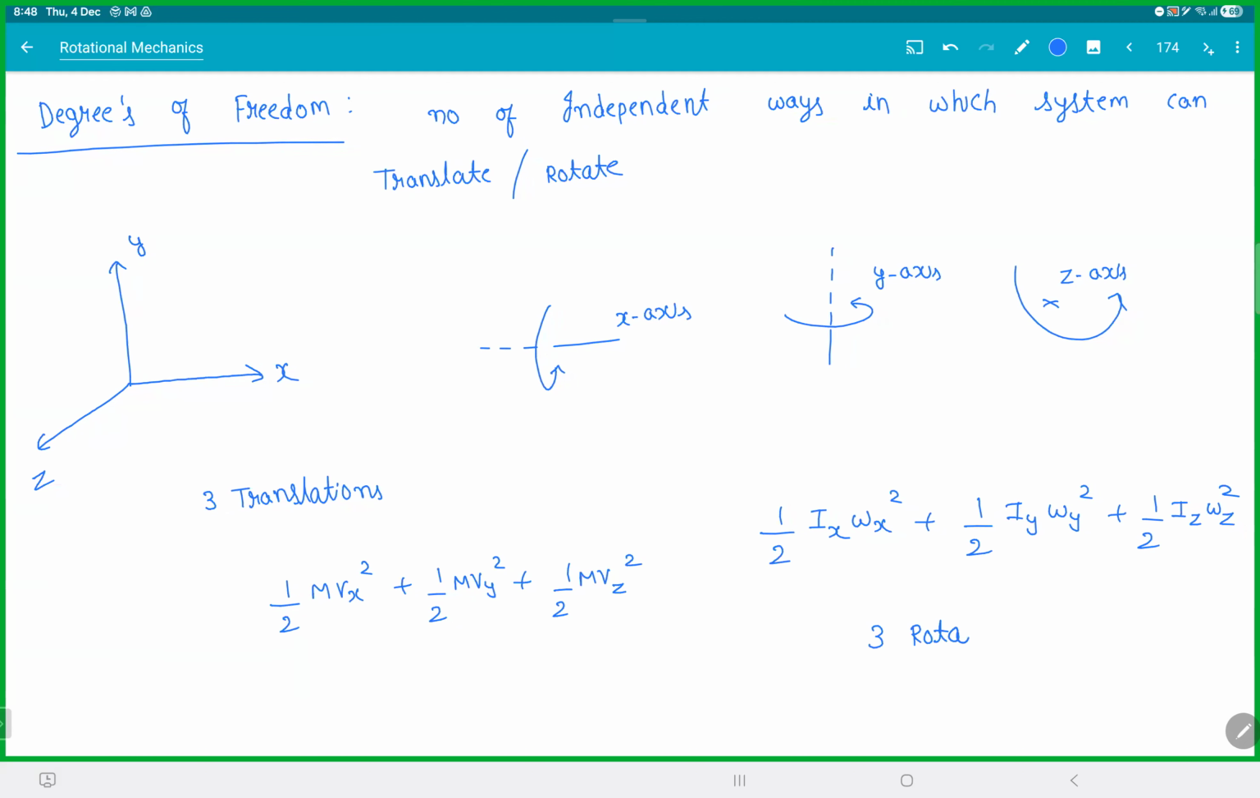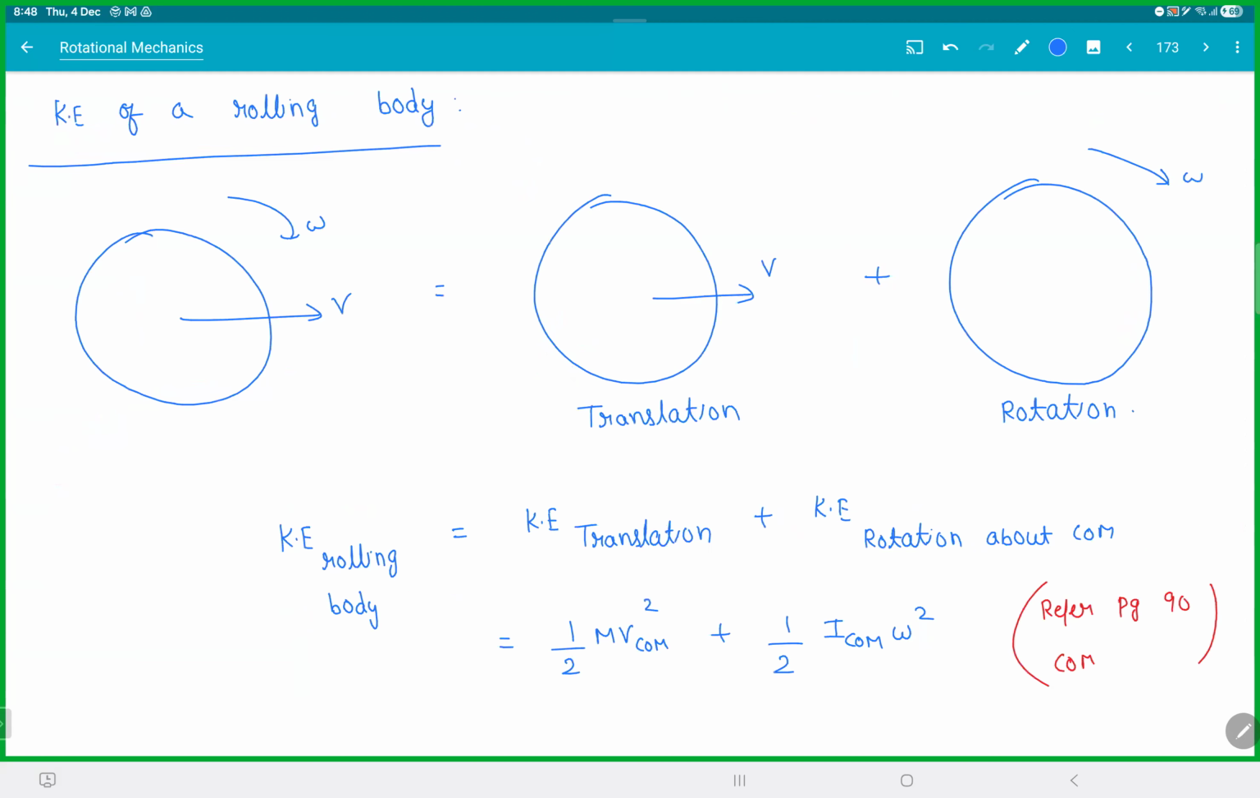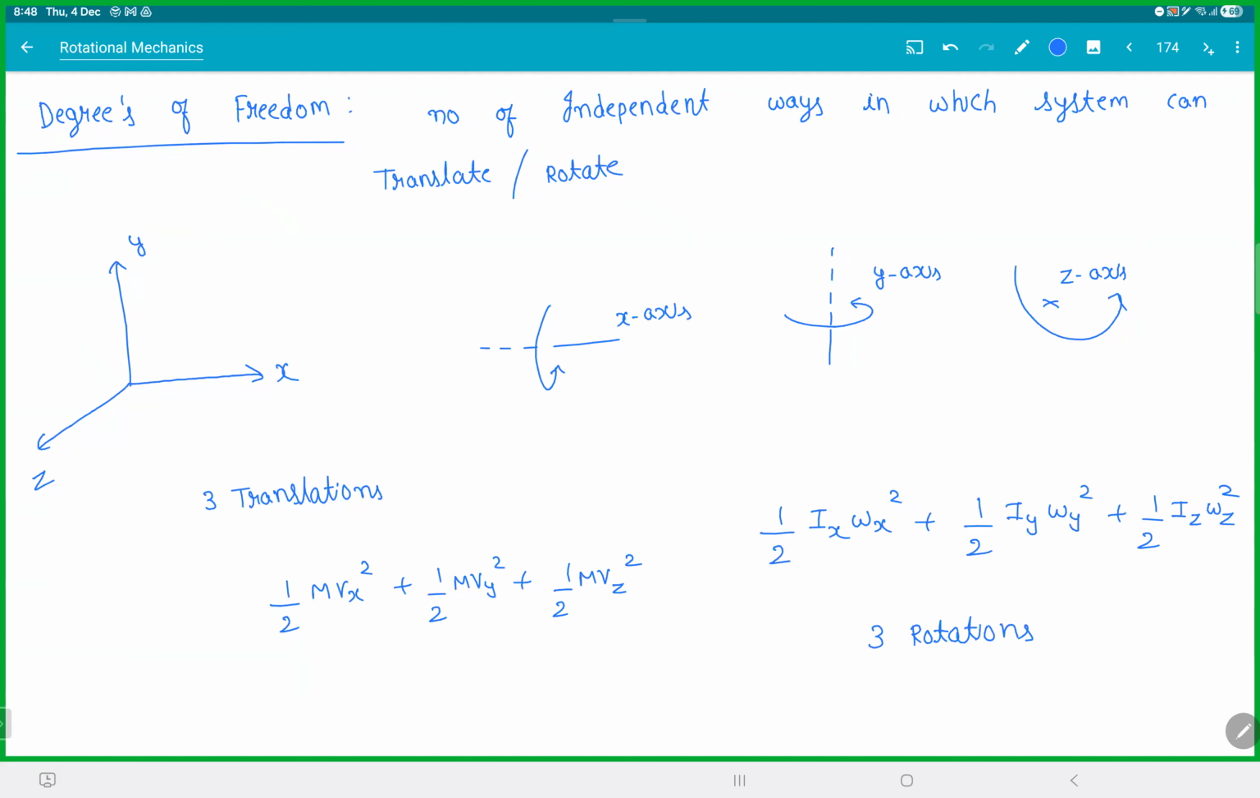But when you take rotation about an axis, there will be only one omega. If it is a point of rotation, then you can have multiple rotations also. It has three rotations and three translations. So in the previous example, the kinetic energy of a rolling body, this is one translation and one rotation. For example, if we take the Earth going around the Sun, the Earth is rotating about its own axis, and the Earth itself is rotating around the Sun. That's a rotation plus a rotation. Are you clear with this?